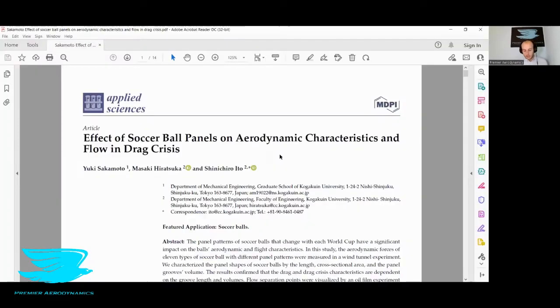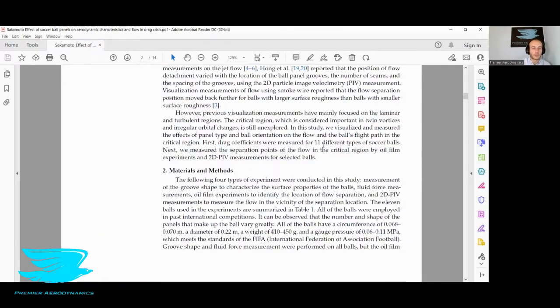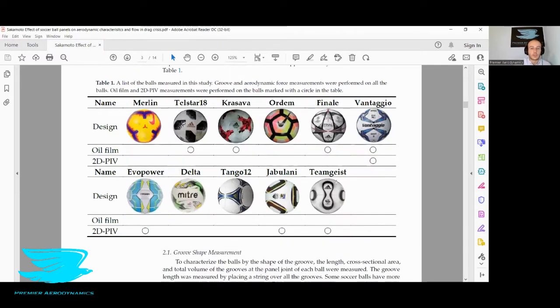So this is okay, I don't care about that. Okay, so this is the paper here. And what they did was they looked into 11 different soccer balls. And I'll go quickly to which page they showed all these soccer balls on. So here you go. So this was the one that I was talking about first.